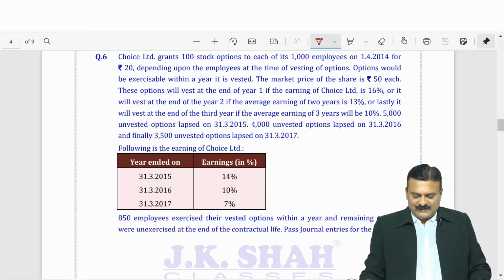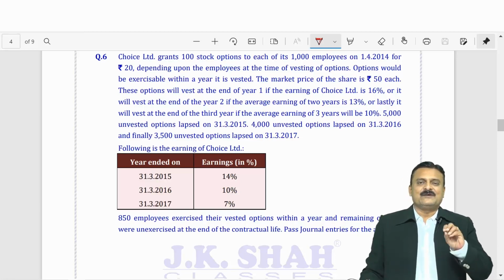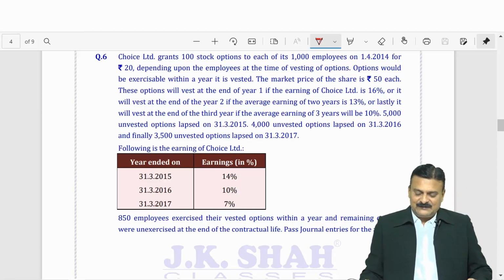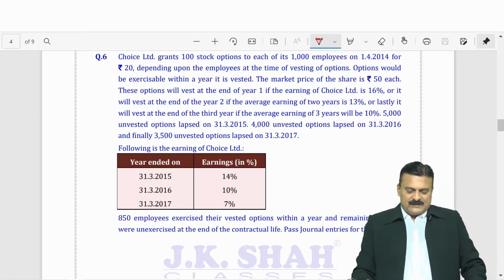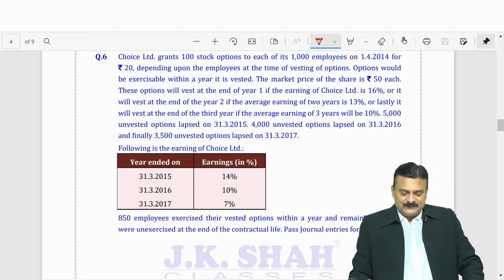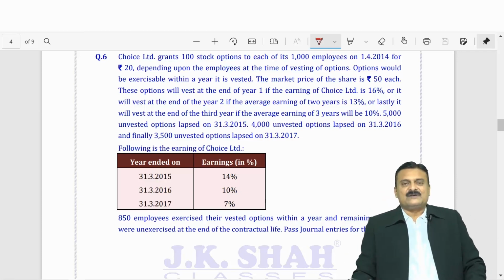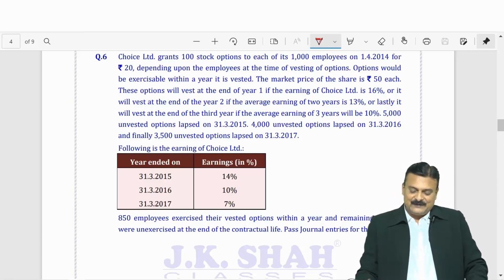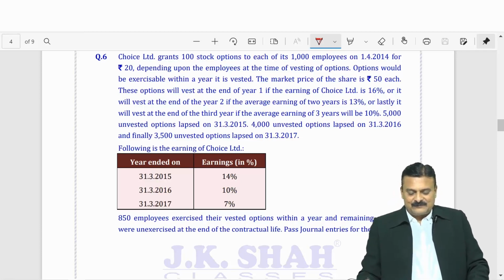The option will vest at the end of year 1 if earning of Choice Limited is 16%. So the company is putting some condition. If our profitability in the first year is 16%, then the vesting period is 1 year. If not, the vesting period will be 2 years. What is the condition then? It will vest at the end of year 2 if average earning of 2 years is 13%. And still if it fails in the second year, then lastly it will vest at the end of third year if average earning of 3 years is 10%.